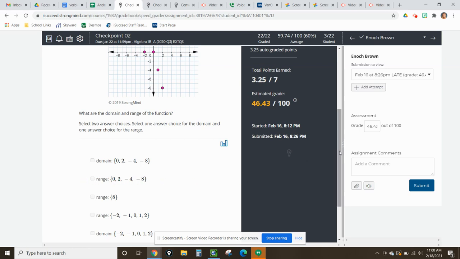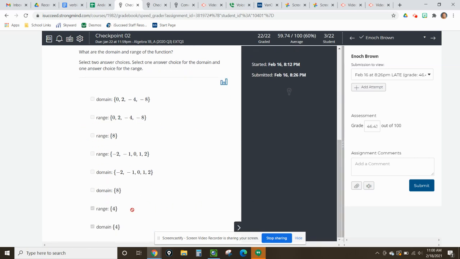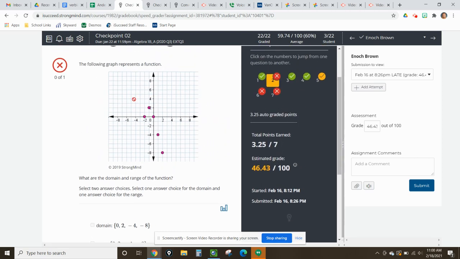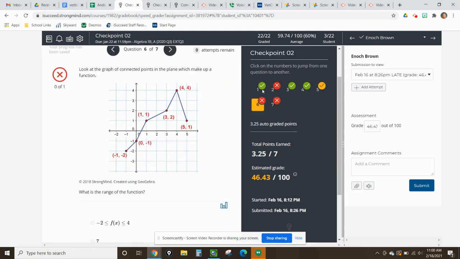So that's the one that should be selected for range, and you had selected 4 for range again. And so there's no point up here at 4, so that's incorrect. Okay, let's look at another one that you missed.